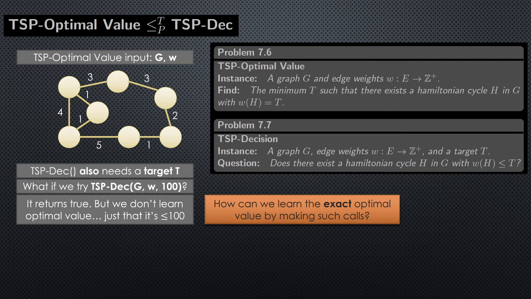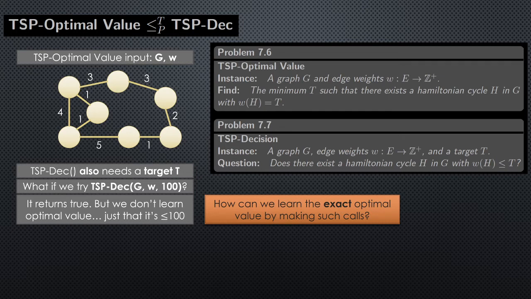If I don't see true for a very large number of calls, maybe there is no Hamiltonian cycle in this graph. Maybe the graph is disconnected. It's got a huge cut down the middle of the graph, and there is no Hamiltonian cycle. How do I know that I should stop? I shouldn't invoke TSP decision forever on ever increasing edge weights. There should be some upper bound.